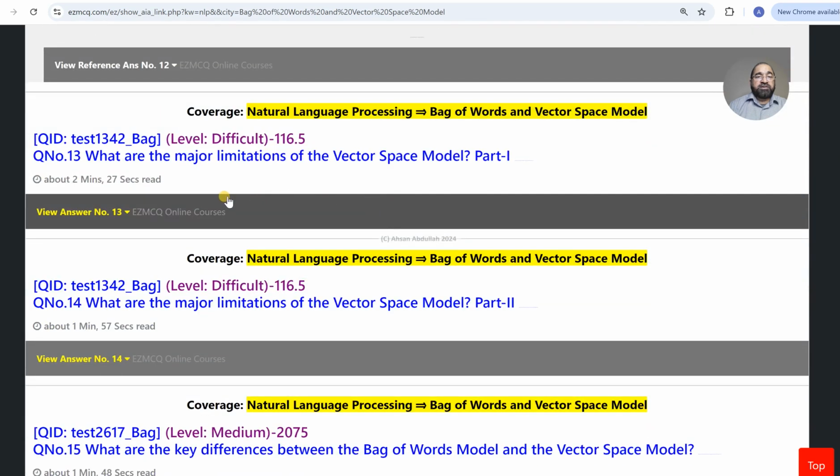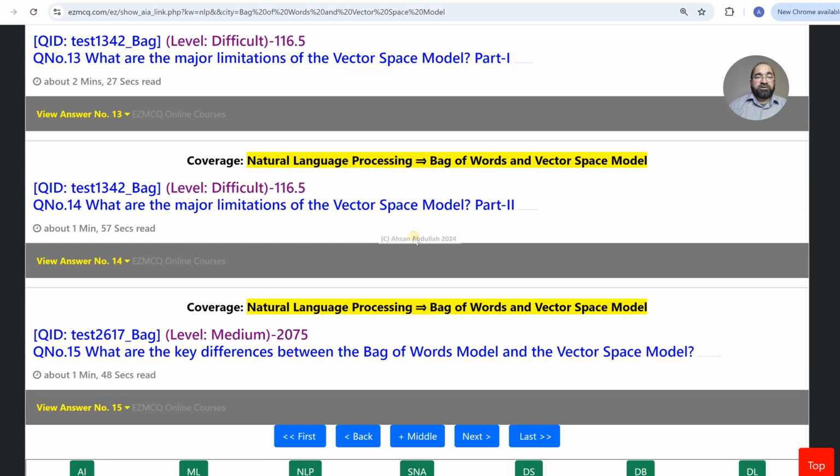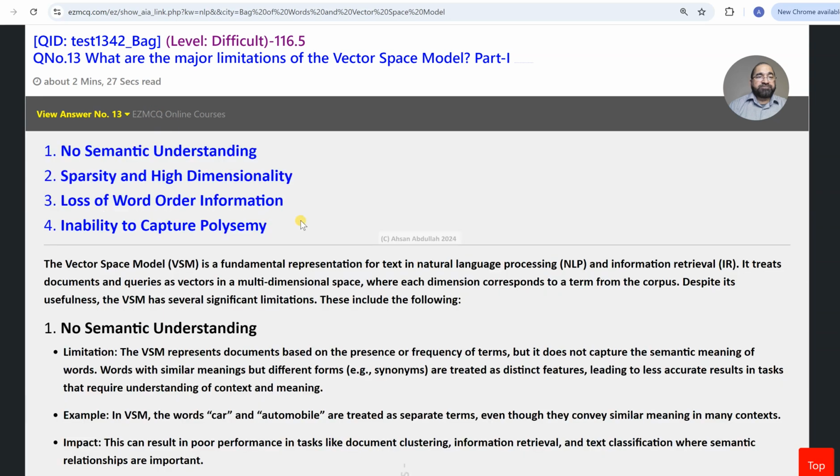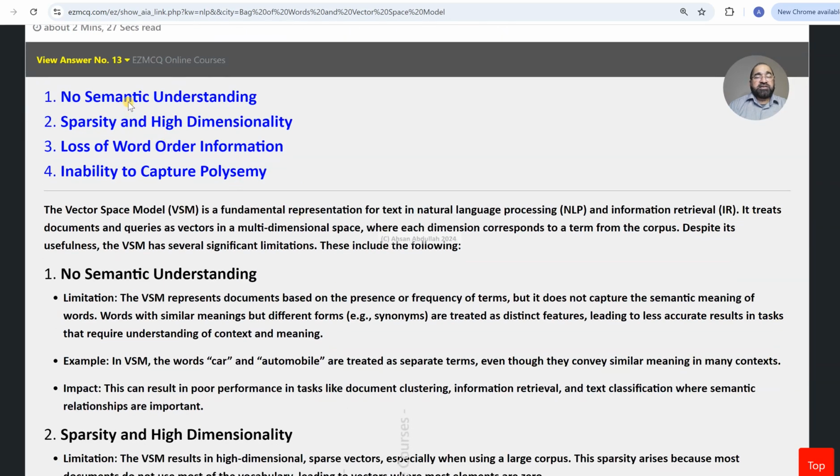So what are the major limitations of the vector space model? As a matter of fact, there are quite a few of those limitations. It's not possible to go through all of them in lots of detail, but let's briefly look at them. There's no semantic understanding because we are looking at the vectors, and in the vectors we are not maintaining the order of the words. Sparsity and high dimensionality, because the vocabulary can be very large. Loss of word order information, but we are able to identify the important words.